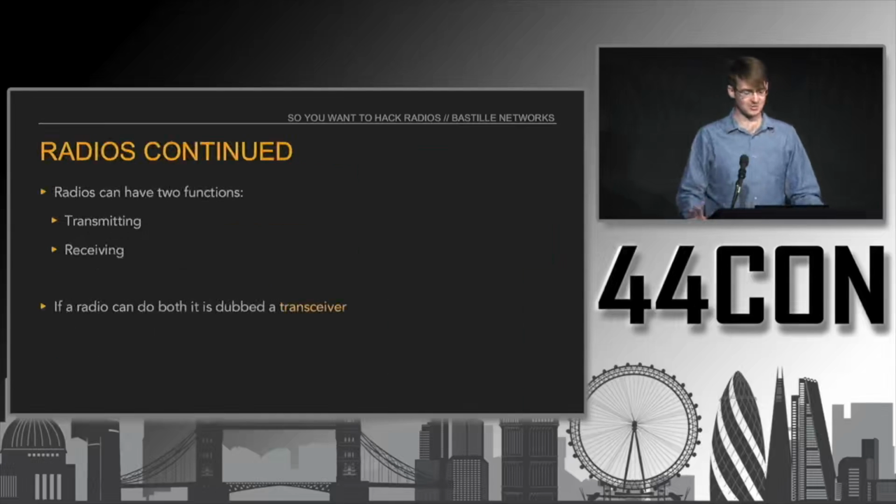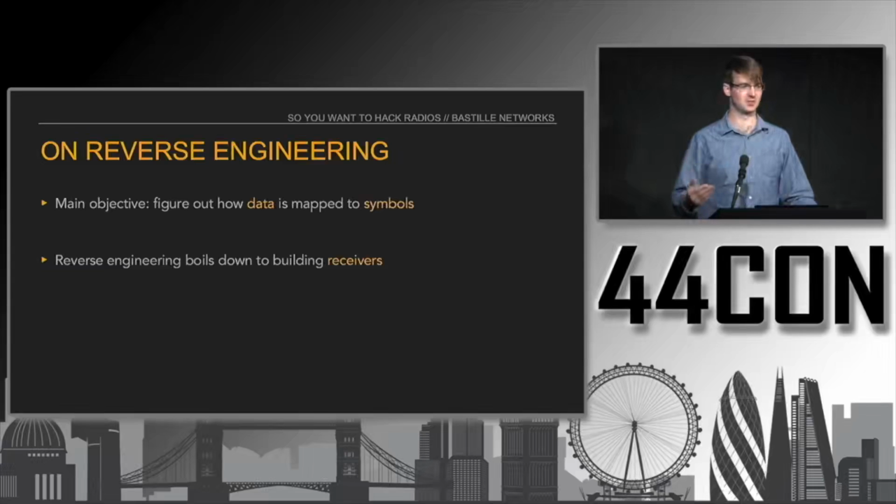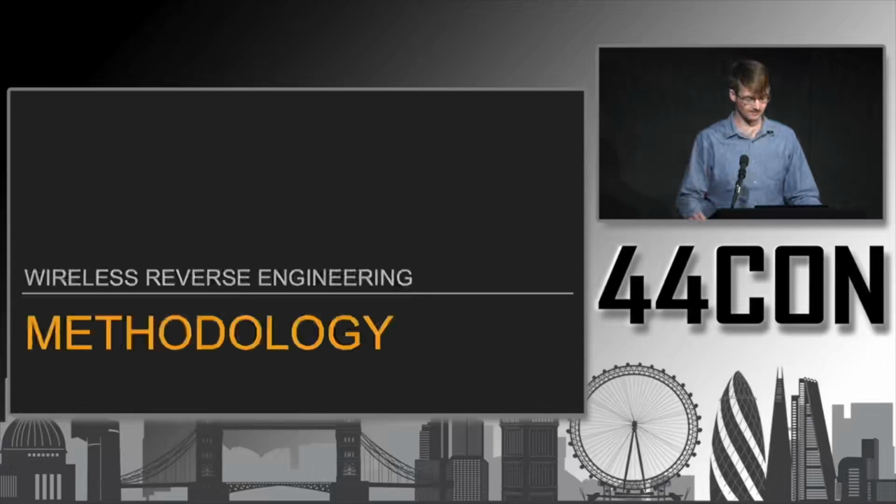So radios have two functions. They can either transmit or receive, but if a chipset can do both, we call it a transceiver. When it comes to reverse engineering these systems, our main objective is to figure out how the data, the 1s and 0s, gets mapped into symbols. As reverse engineers, it really boils down to building receivers: getting really good at listening to these protocols, figuring out how they work, and then re-implementing a receiver.